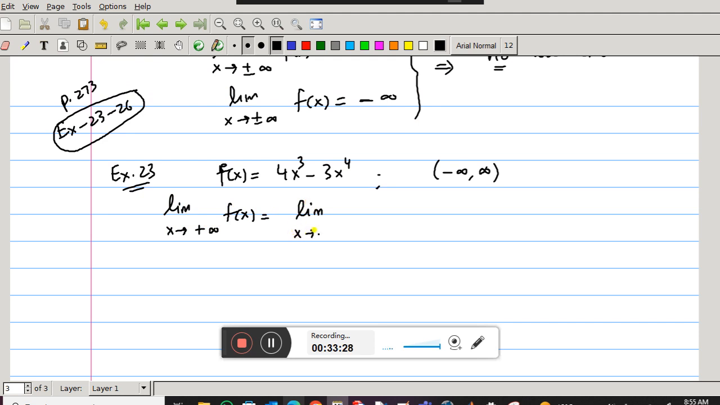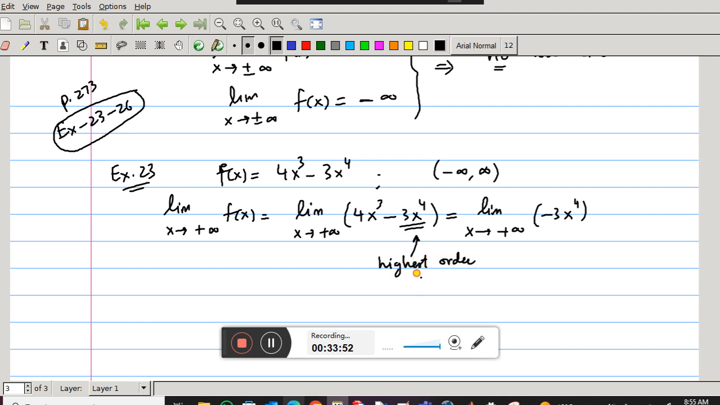And now if you recall the limits from chapter 1, when we take a limit at plus minus infinity of the polynomial, we just consider the highest order term. We ignore the lowest order terms. So what is the highest order term? Only minus 3x4. So we just look at the highest order term. That's it. So that is minus infinity.